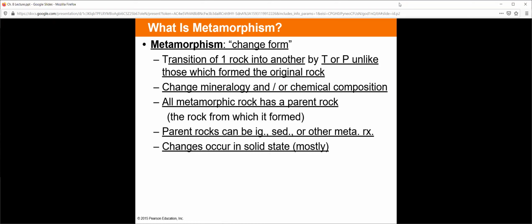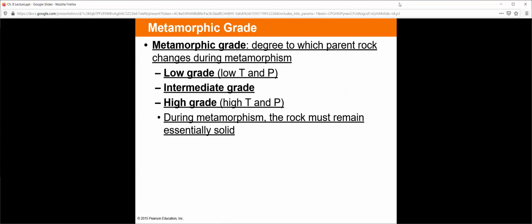So metamorphism in geology terms is the transition of one rock into another, usually by temperature and pressure, in a way that is different from the other two rock types we've talked about before, being igneous and sedimentary. You change the mineralogy or chemical composition of the rock, such that a metamorphic rock was something and then it became something else. It was a parent and is now a new daughter rock, if you will.